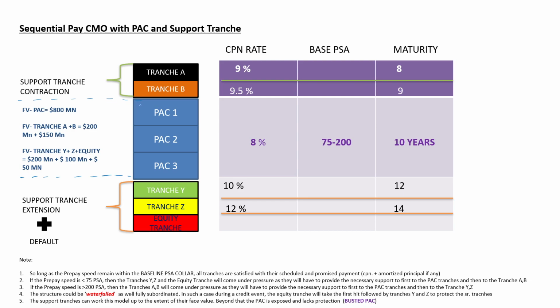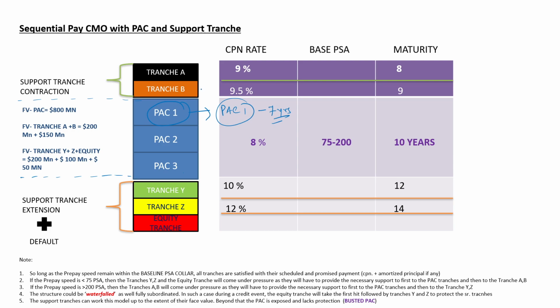In this PAC tranche as well, there is an extra bit of security being provided to PAC 1, which sits above PAC 2 and PAC 3. So the chance that PAC 1 will be busted, or will not have its desired life of 7 years with the promised cash flow, is very minimal, because there are three different levels of protection being provided to PAC 1.